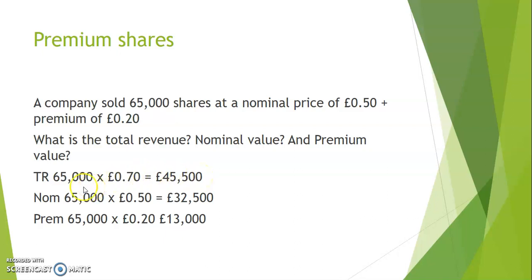If we split, the nominal value is 65,000 shares at the base price of 50p, so £32,500 is nominal value. And 65,000 shares at the 20p premium value is £13,000. If you add the two together, you've got 30 plus 10, 40, 500. So the total capital is 45.5, but that capital is split between ordinary share capital and share premium. Share capital and share premium, nominal value, premium value.